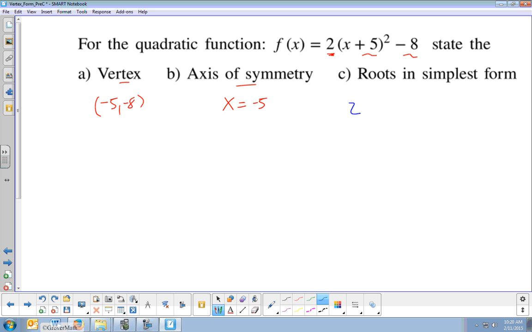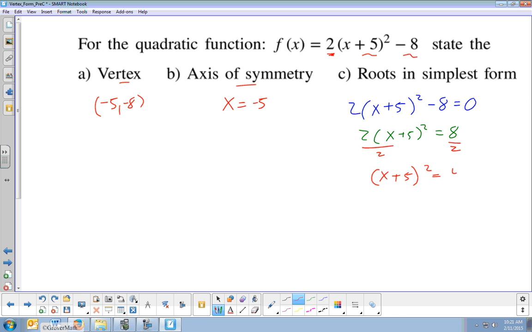The roots in simplest form, so 2 parentheses x plus 5 squared minus 8 equals 0. And first thing I do is move the constant over. So 2 parentheses x plus 5 squared, set it equal to 8. And then before I do the square root with the plus or minus, if you have an a term here, that needs to move to the other side. So you're going to be dividing by 2. Dividing by 2, and this is going to actually end up being a 4 again. I didn't realize this problem turned out to be so similar to the one before. So x plus 5 squared equals 4.